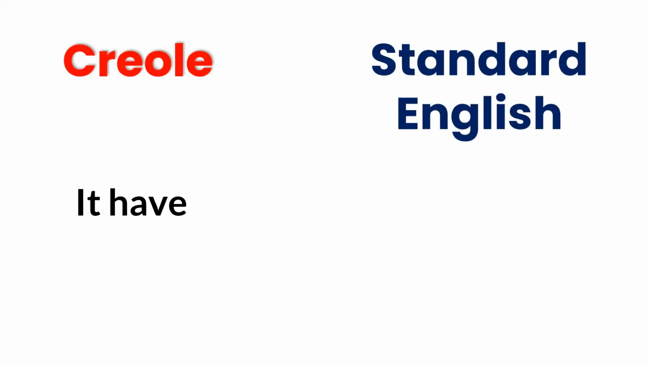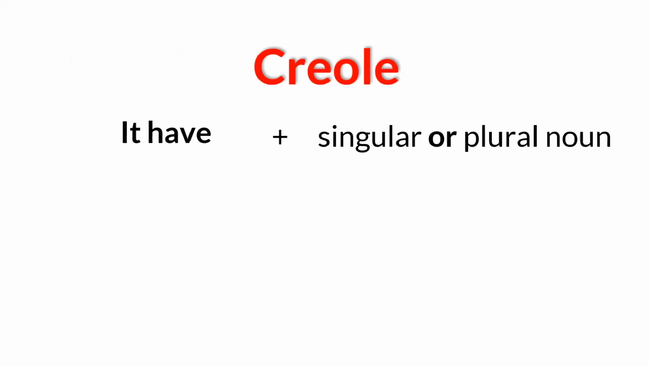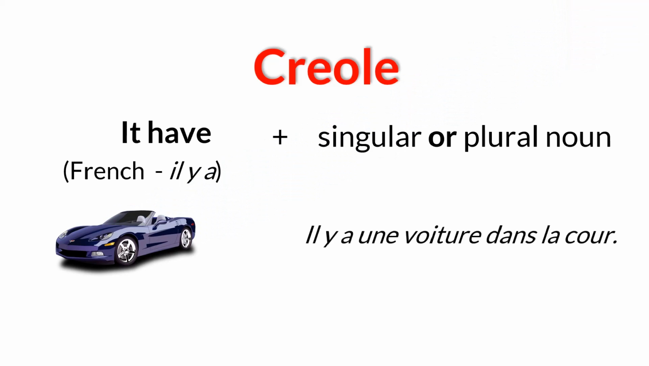Now the Creole structure it have and the Standard English structures there is and there are both used to talk about things that exist. In the Creole, we use it have plus a singular or plural noun. Fun fact, it have is a direct translation of the French il y a. So if I wanted to tell someone in French that this car is parked in the yard, I might say il y a une voiture dans la cour, which literally translates to it have a car in the yard, the Creole version.